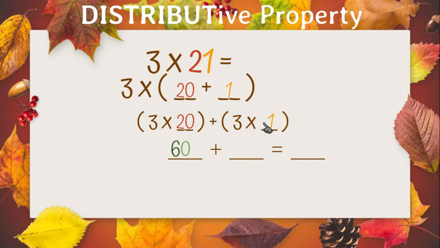Now I've got to figure out the product of 3 times 1. Well, that's the identity property of 1. Anything times 1 is anything, right? It's the identity property, just like looking in the mirror. So if 3 looks in the mirror, it's going to see itself, 3. And then I know 60 plus 3 is equal to 63. So my answer, 3 times 21, is 63.